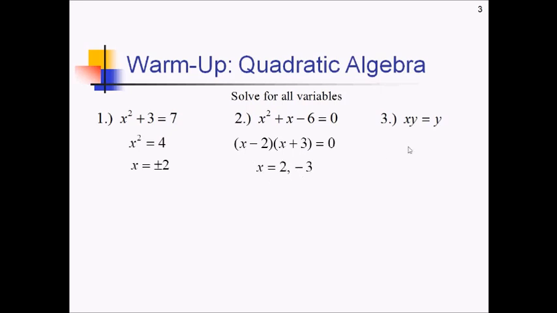Over here, we have to resist the temptation to just divide everything by y. We're never allowed to divide by variables. However, we can subtract y and then factor a y out of this. So then we can say x equals 1 and y equals 0, because if you plug 0 in for y, you solve the equation. You make the whole thing 0.